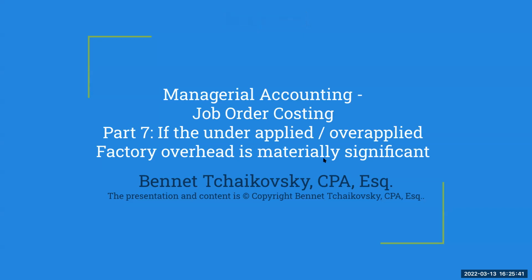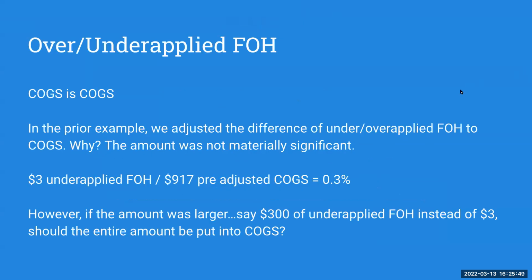If the under or over applied factory overhead is materially significant. This tends to be a topic that's oftentimes spoken about in upper division cost accounting. However, I like doing it here because it's fun. So cost of goods sold is cost of goods sold.